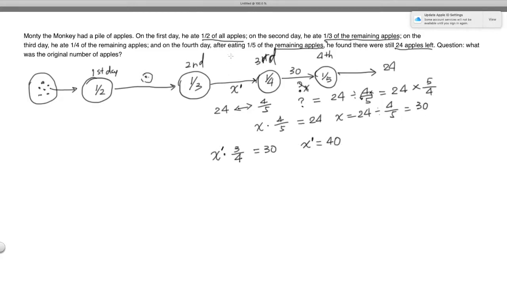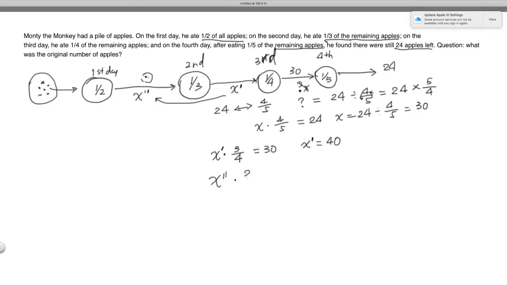Okay, so we got the number. What was left after the second day? Let's go backward one more step. You see, we're getting closer. If we do one more step, we get the original number. So really by doing the same thing, let's call this number x double prime, a new number different from x prime.